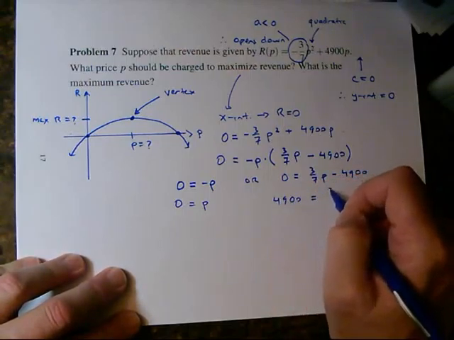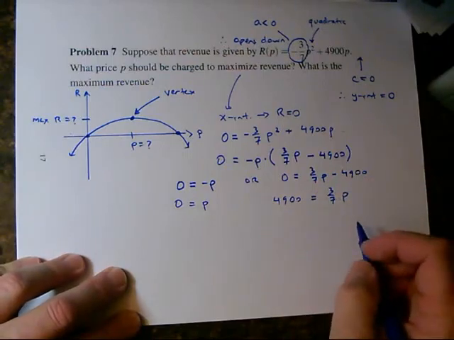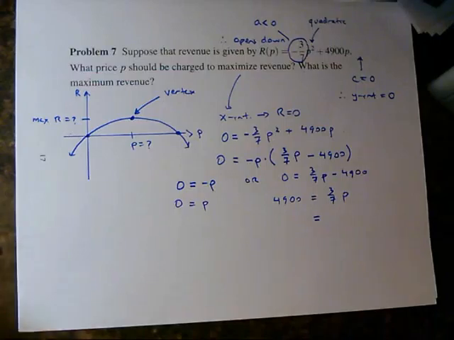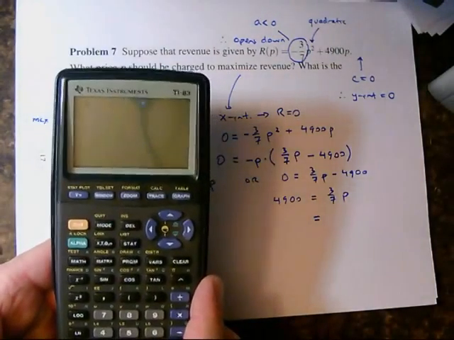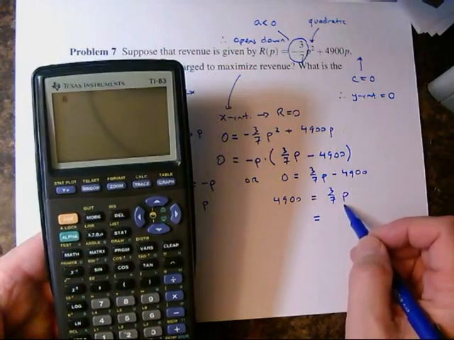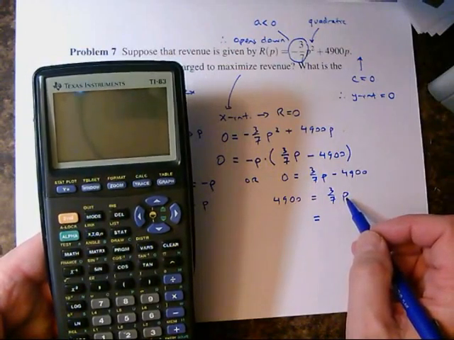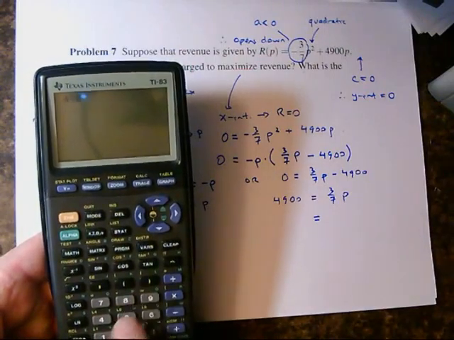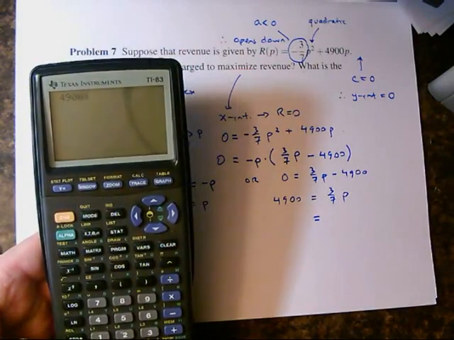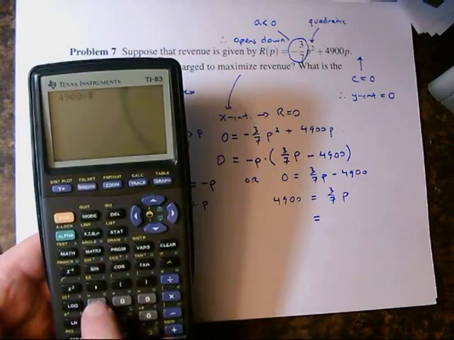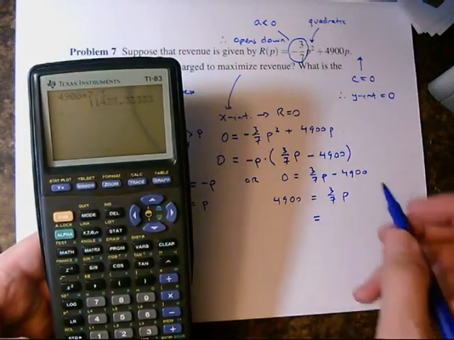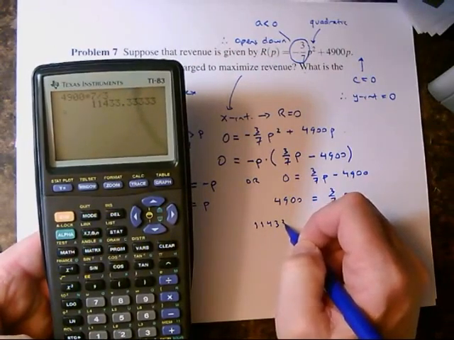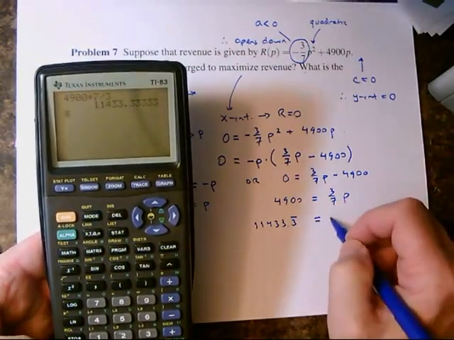4900 equals 3/7 P, adding 4900 to both sides. And then multiply both sides of the equation by the reciprocal of 3/7, which is 7/3. 4900 times 7 divided by 3. We get 11433.33, and P remains.